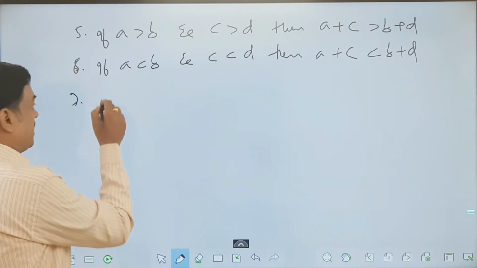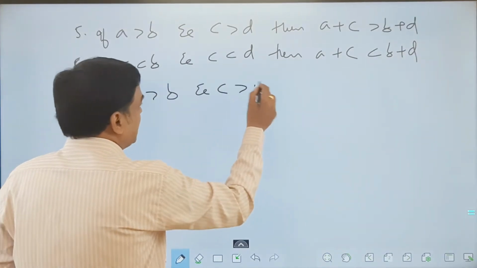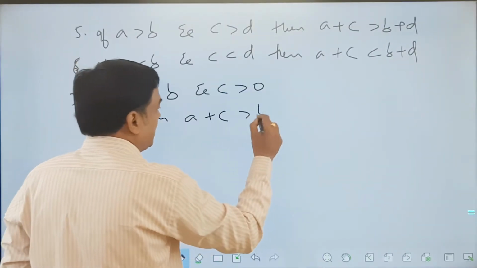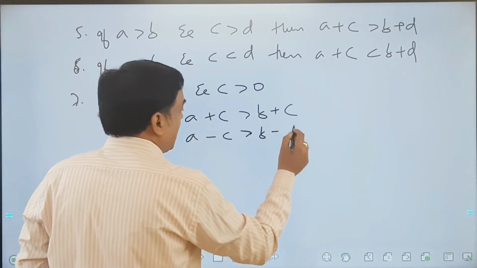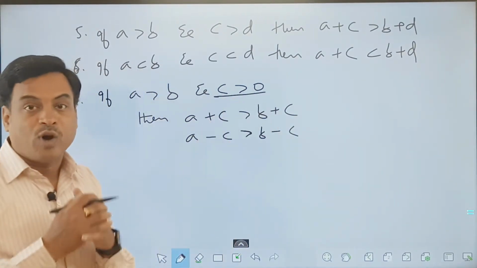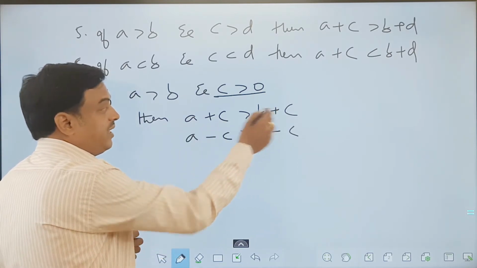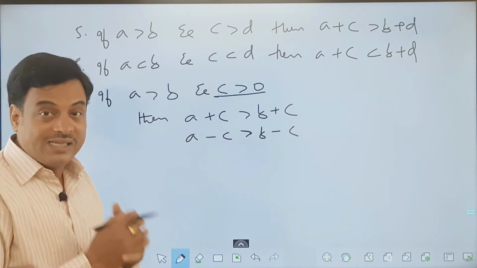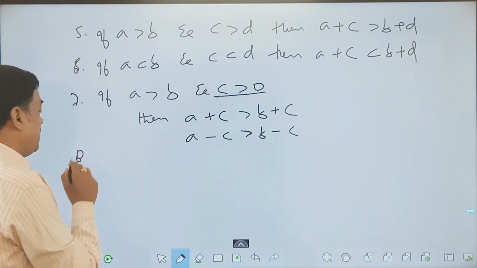Now let us move on to the next one. If I have a given condition that A is greater than B and C is greater than 0, then I have 2 conclusions here. A plus C will be greater than B plus C, and A minus C will be greater than B minus C. You can consider it like this, my friend: if C is a constant which is positive, then A plus C will definitely be greater than B plus C, and A minus C will be greater than B minus C. So by adding or subtracting, the inequality will not change.